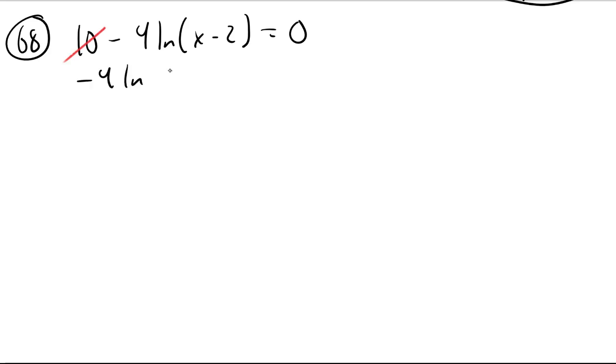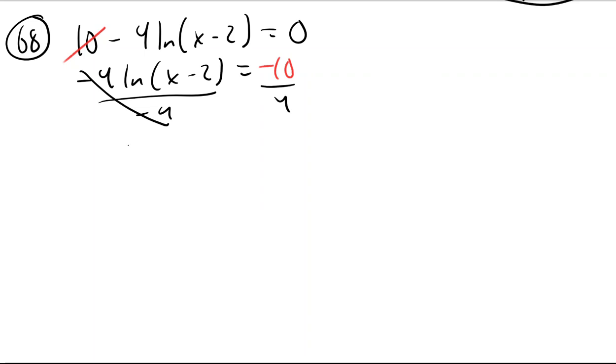So undo add 10 with subtract 10. Undo times -4 by dividing by -4. You need to make it look a certain way. It's got to be in a certain structure, either exponential form structure or logarithmic form structure, so that you can switch the forms.